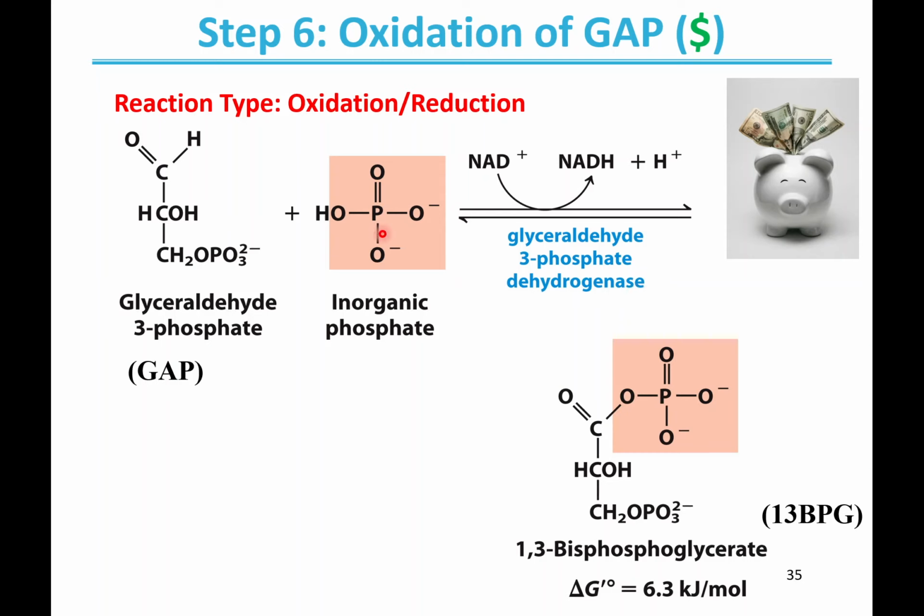So you're oxidizing glyceraldehyde 3-phosphate by adding this phosphate group to it. In a sense, you're adding another oxygen there. But by doing that, you're also reducing NAD+ to NADH.